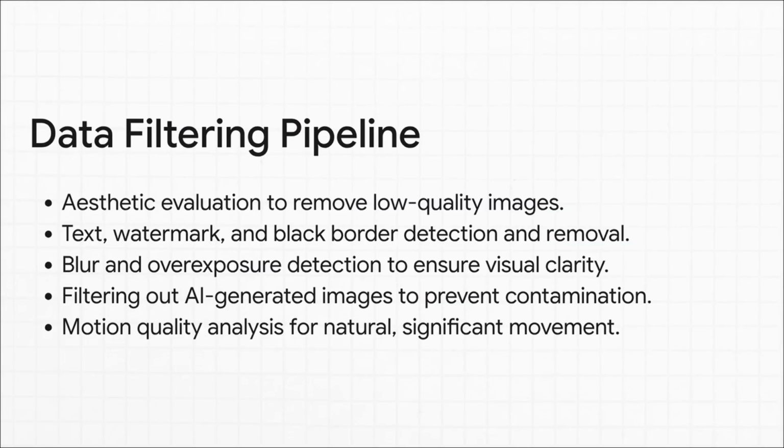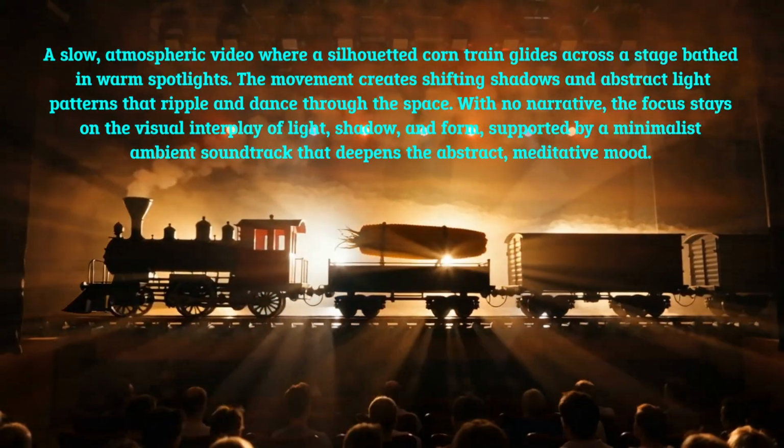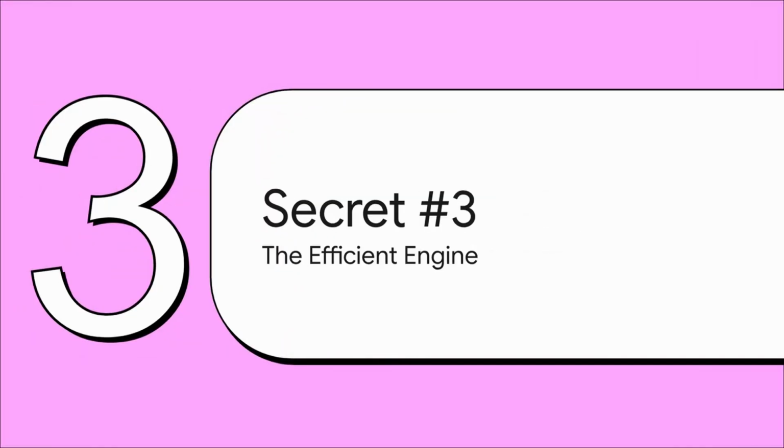The team built this really sophisticated pipeline just to filter the data. They had models that would score how good an image looked, automatically find and chop out text and watermarks, and get rid of anything blurry or blown out. And this is crucial, they even trained a model specifically to find and remove other AI-generated images, so the AI wouldn't just be learning from its own weird reflections. In the end, they threw out about half of the data they started with just to get this perfect, pristine training set. So we've got the powerful two-brains system and a cinematic diet.